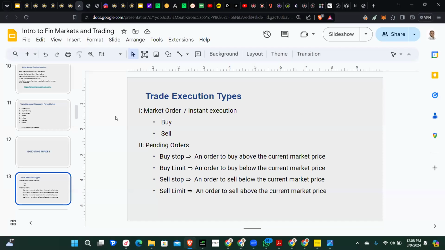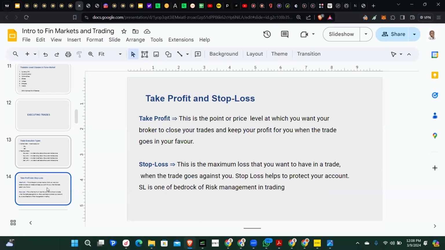All right, so I believe the trade execution type is clear. Now let's look at what we call the take profit and the stop loss. Now, take profit is the point or price level at which you want your broker to close the trade and keep the profit for you when the trade goes in your favor.